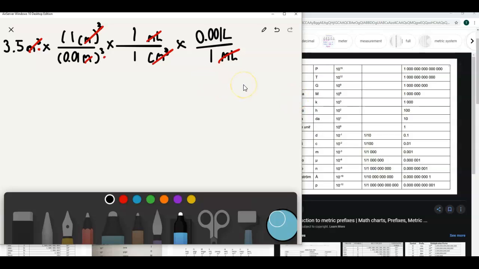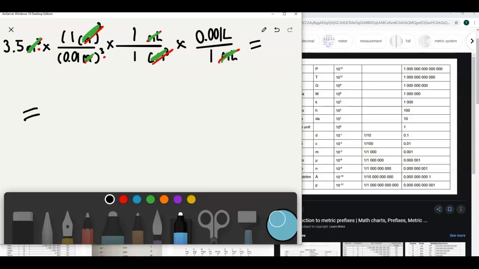That's all. Now, if we look here, look at all these red crosses I've drawn, because I'm trying to keep track of my centimeters and meters and all that jazz. My meters cubed canceled out over here. My centimeters cubed canceled out over here. And my milliliters canceled out here, leaving me with liters. So whatever answer I get, that is going to be in liters, which is what the question's asking for.